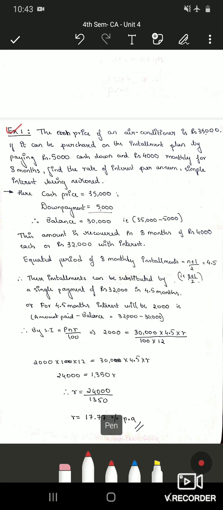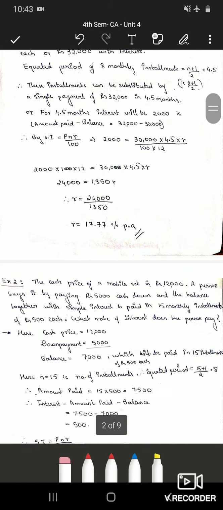First, here in this problem they have given cash price, they have given what is the down payment. So find out balance. Once you get the balance, find equated period, and once you get equated period, find simple interest, and interest will be amount paid minus the balance amount. So once you get interest, find out the unknown quantity, which is r. So here I have given detailed explanation. You can write the explanation in your own words.